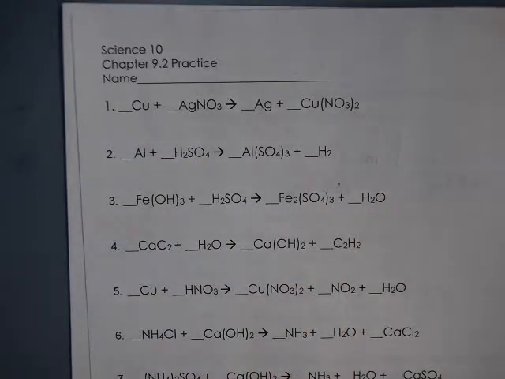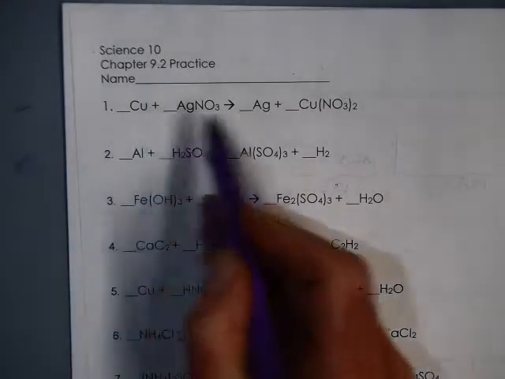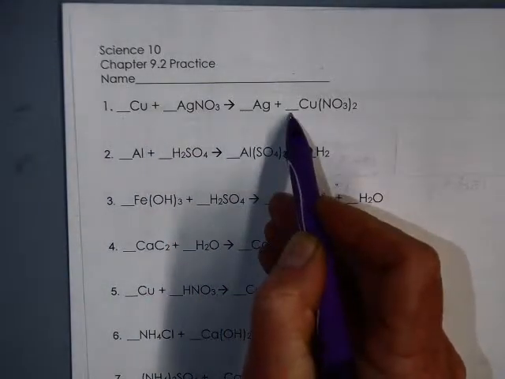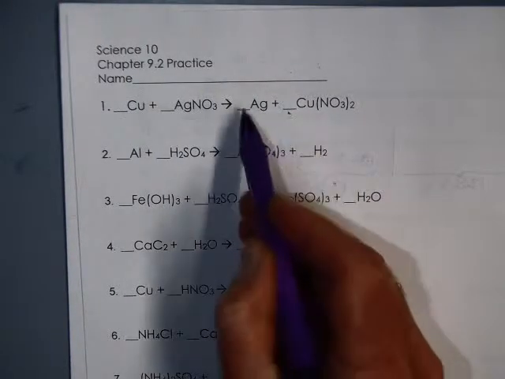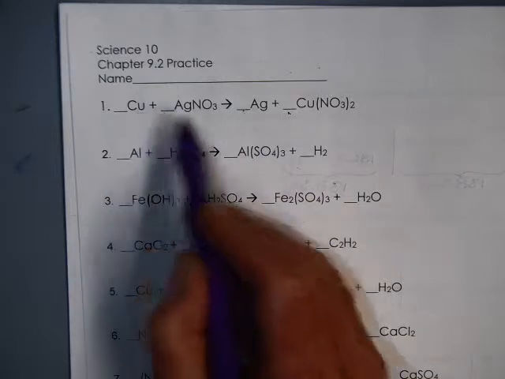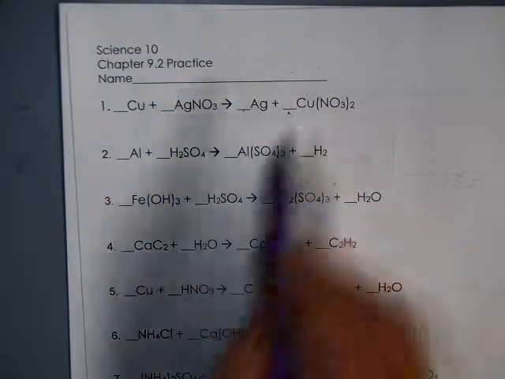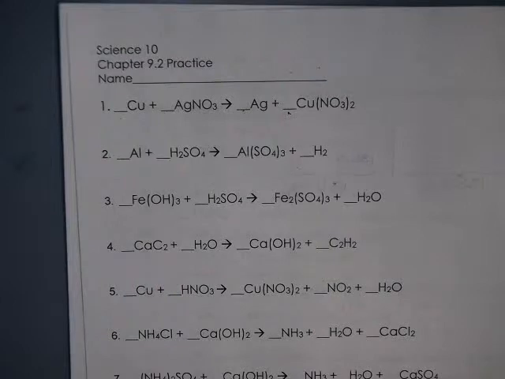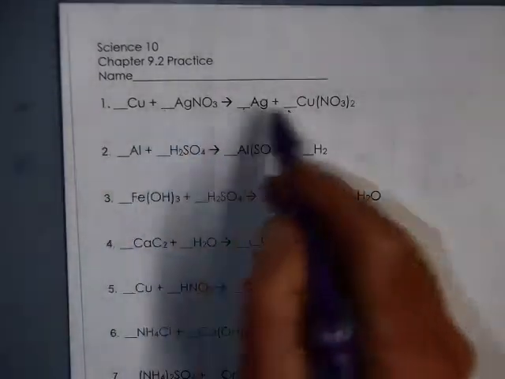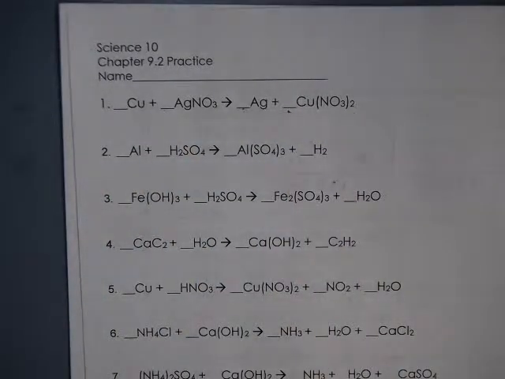You put coefficients. Now, coefficients are the big numbers up front. So these blanks represent the coefficients. These numbers you can change. The numbers here, these subscripts, you cannot touch, because if you touch them, you have changed the chemical. It is no longer what you started with. So those are sacrosanct. Hands off. But you can change the coefficients.